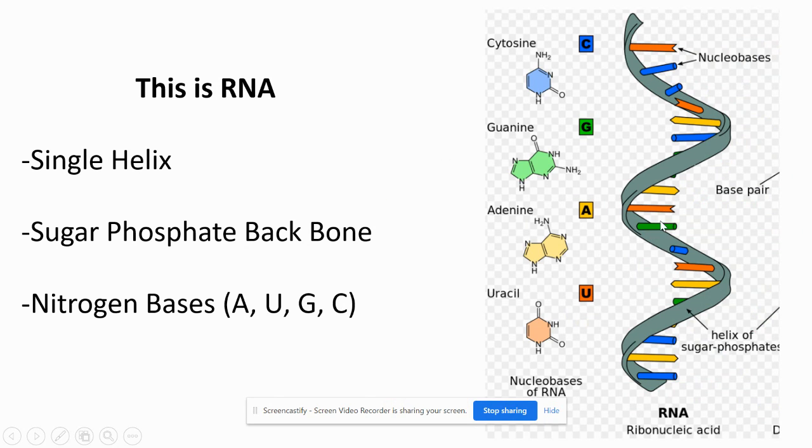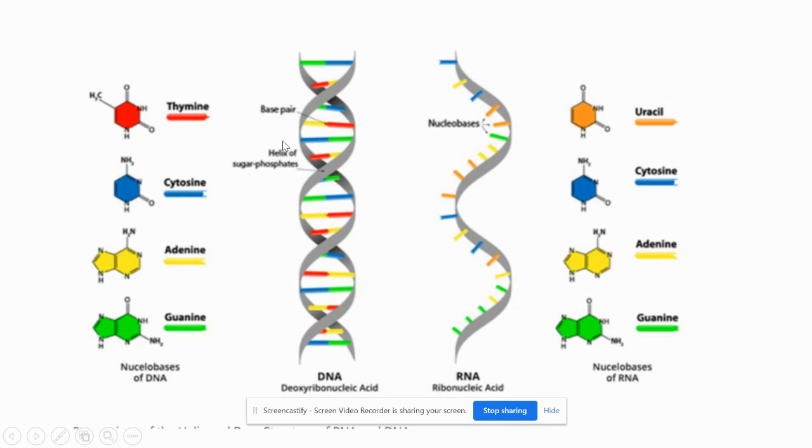So now this is RNA. RNA is a single helix with a sugar phosphate backbone. And now just notice that the nitrogen bases are the same, except instead of thymine, you have something called uracil. Now, this seems like an unnecessary detail of nature, but it is still a detail of nature.